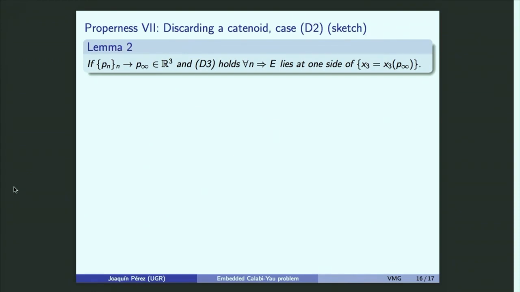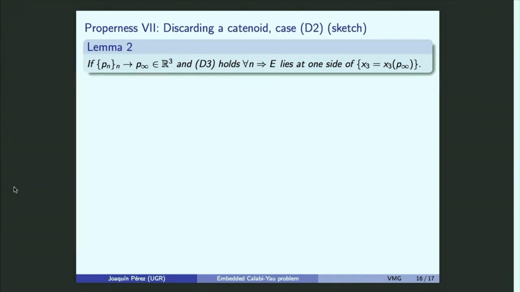So again, if the points where the blowing up process is done converge to some finite point P infinity in R3, and for each n D3 holds, then the whole surface E lies at one side of that horizontal plane passing through the P infinity.